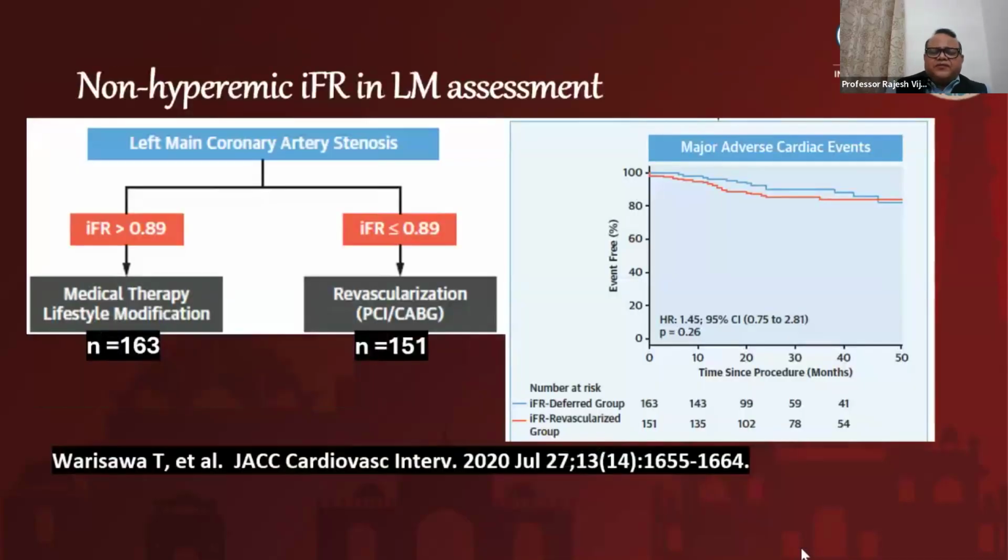So, with the limitation of the FFR across the left main, this particular study has assessed the iFR across the left main, which doesn't require any hyperemia. Those with an iFR of less than 0.89 were treated with revascularization, versus those with an iFR of more than 0.89 who continued on medical treatment. And then at 50 months of follow-up, both arms had a similar outcome, similar endpoint, and therefore it is safe to defer left main revascularization in a patient with left main disease who has an iFR of more than 0.89.